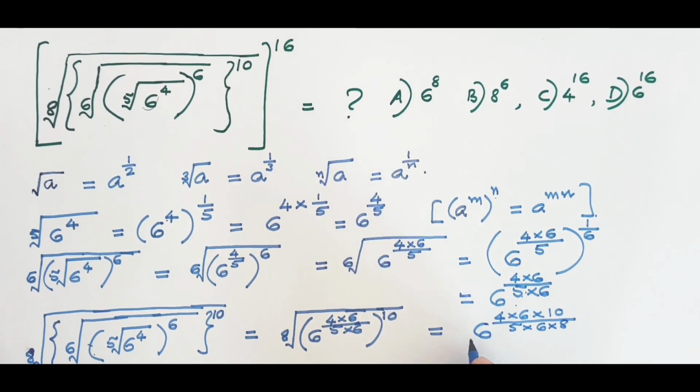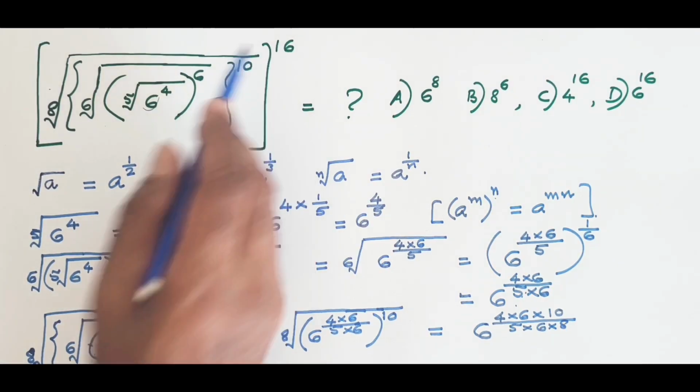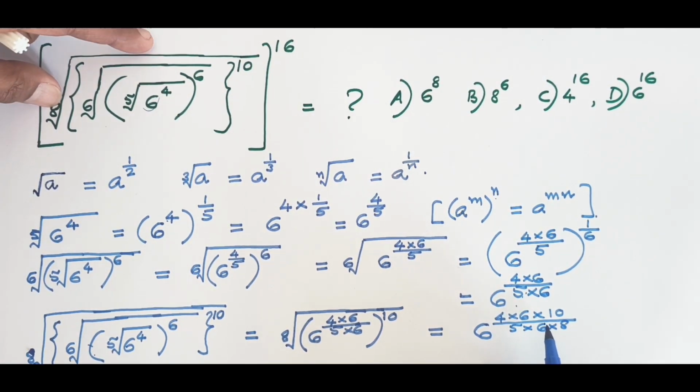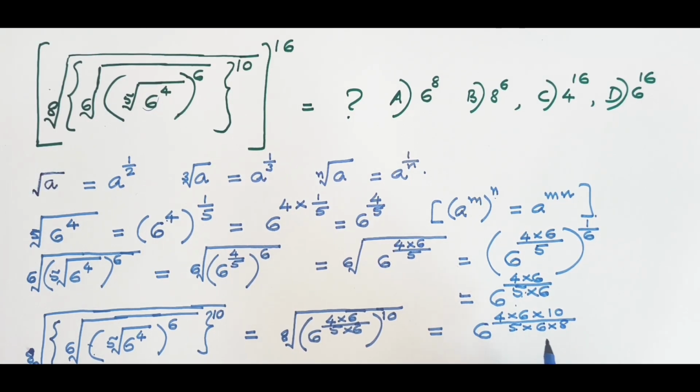Okay, 6 is the base. This is the exponent. Now again, there is simplification you can do. I'm not doing that. I'm keeping it as it is. Now there is 16 here. So basically this is equal to this. So this whole expression will be this thing raised to 16.